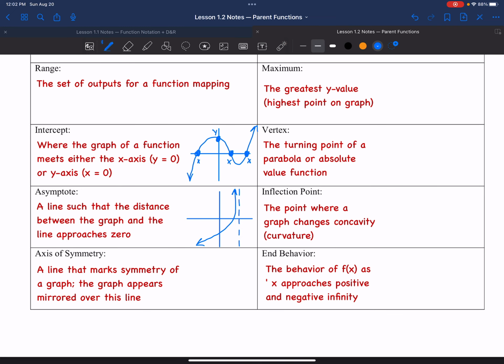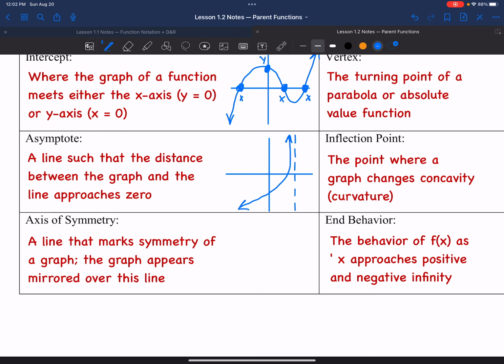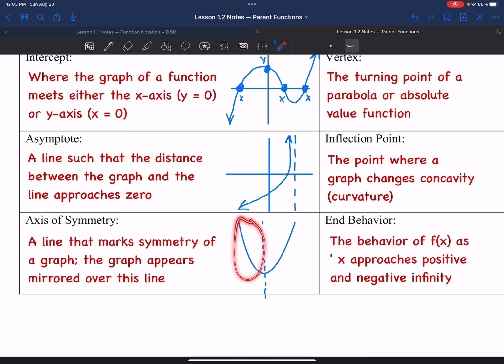Okay, axis of symmetry. This is just a line that marks the symmetry of a graph, or kind of where a graph looks mirrored. I could just be really basic and do a parabola, because it's basic and easy, right? There's a parabola. If I draw this axis right here, you see how that's symmetrical on both sides, right? The right side, if you mirror it over this axis, you get the left side, okay?